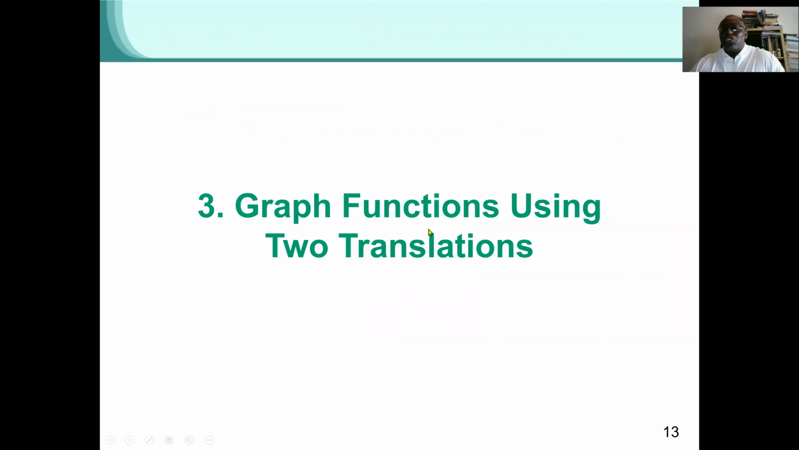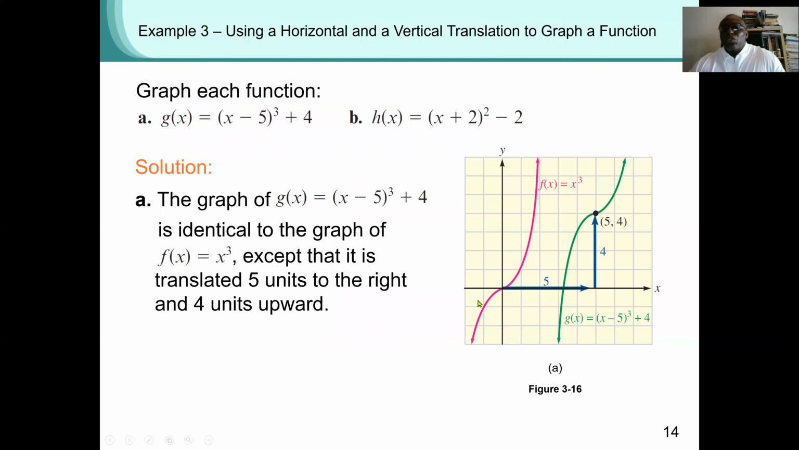So now let's graph functions using 2 translations. When we say 2 translations, it means we have both vertical and horizontal. So when we look at this example, g at x equal to x minus 5 cubed plus 4, we can see that x minus 5 will translate 5 units to the right, horizontally. Then plus 4 will translate upward 4 units.